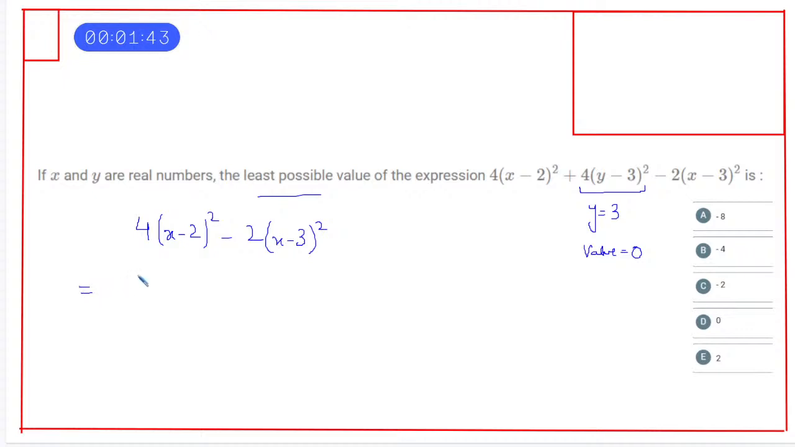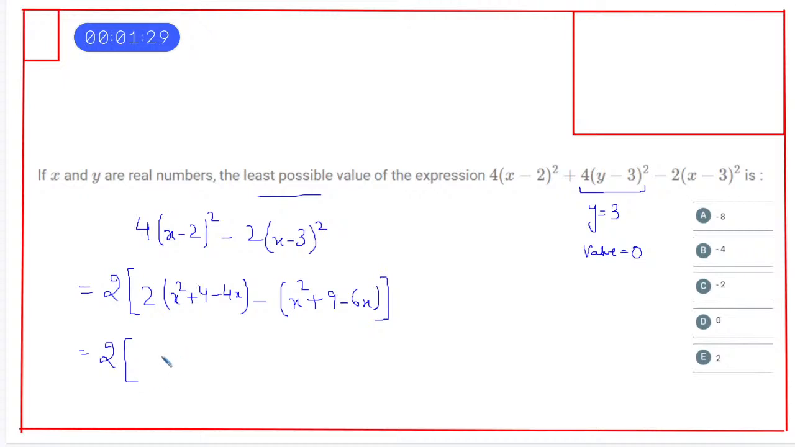Let's just expand this. Taking 2 common, it is twice of x square plus 4 minus 4x, and x square plus 9 minus 6x. So 2x square minus x square, and 8 minus 9 is minus 1. Then minus 8x plus 6x is minus 2x.